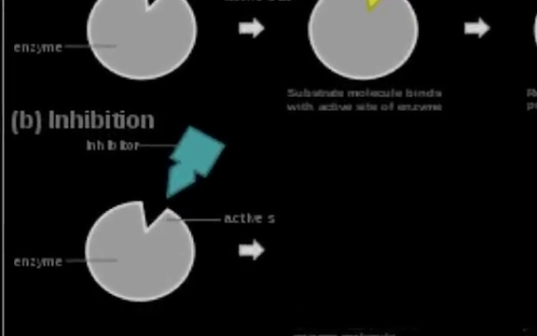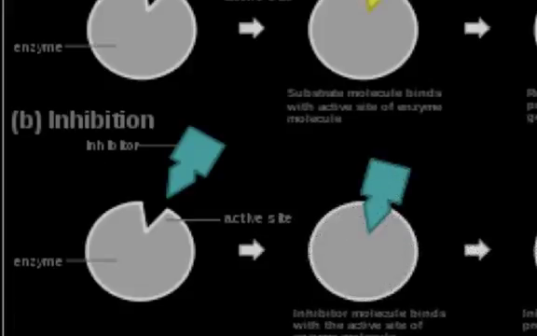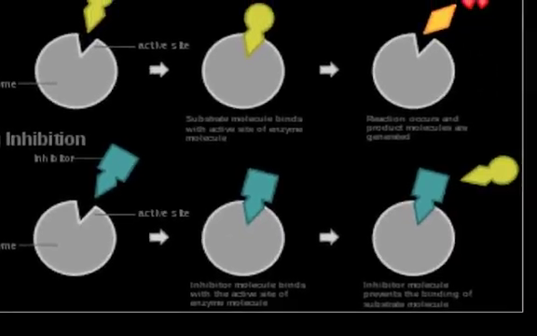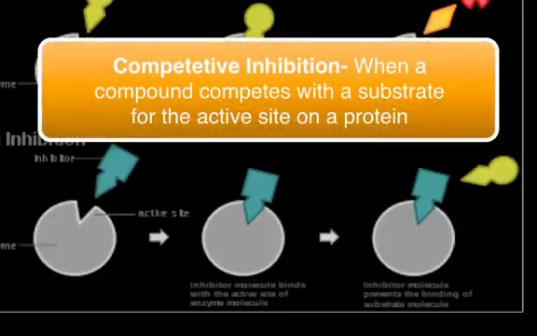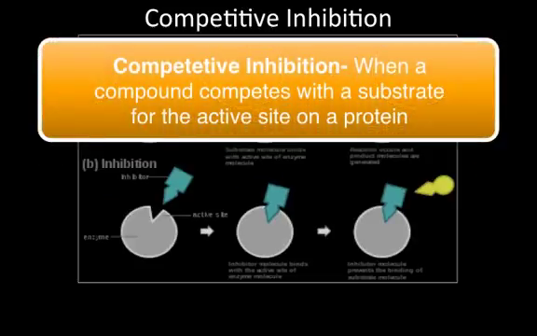Enzymes can also be altered by their chemical environment. Some chemicals mimic the shape of the substrate that the enzyme is supposed to work on. These mimics compete for the active site. This is called competitive inhibition. This kind of inhibition, however, can be overcome by simply adding more substrate.